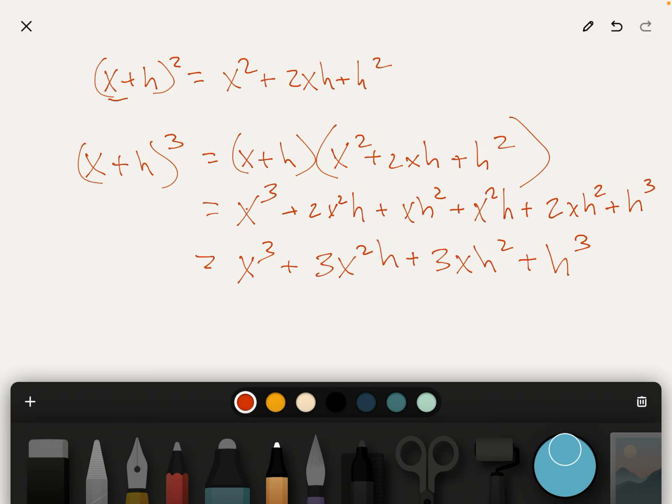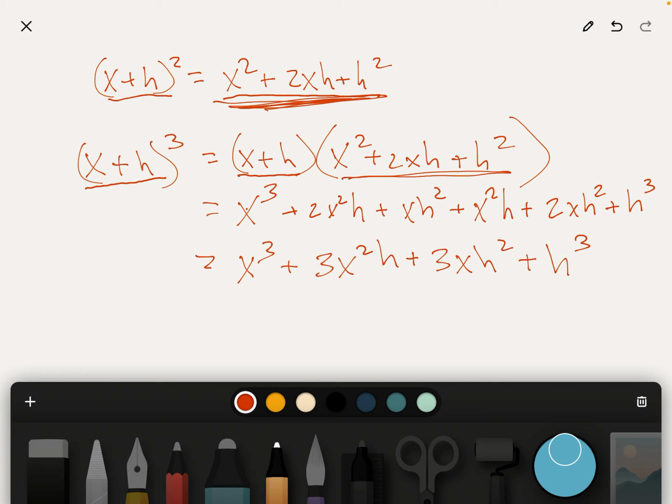Okay, so x plus h squared, that's easy enough. That's just x squared plus 2xh plus h squared. And then what's x plus h cubed? Well, it's just x plus h times this quantity. We already did that up here, so I wrote it here. And again, it's just tedious algebra.